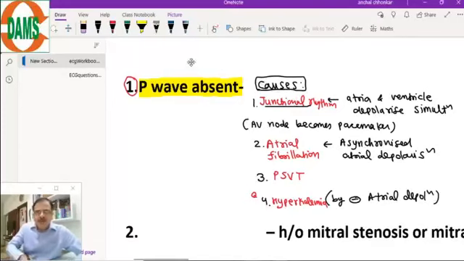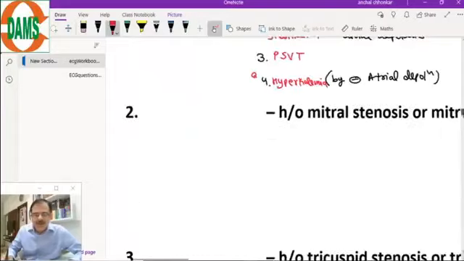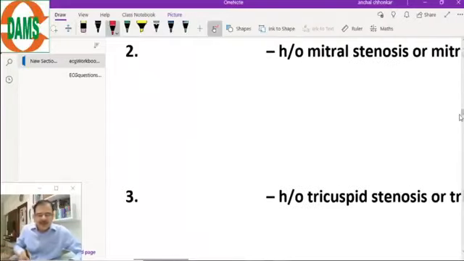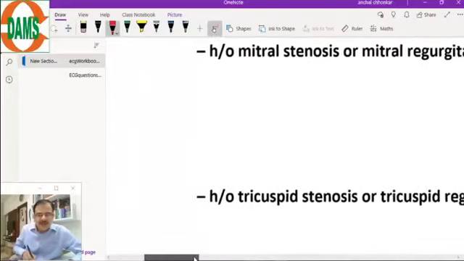Now coming to number 2 abnormality. If the P wave in V1 is biphasic, the net will be 0, almost 0. Now coming to the number 2 abnormality of the P wave, starting with the history.